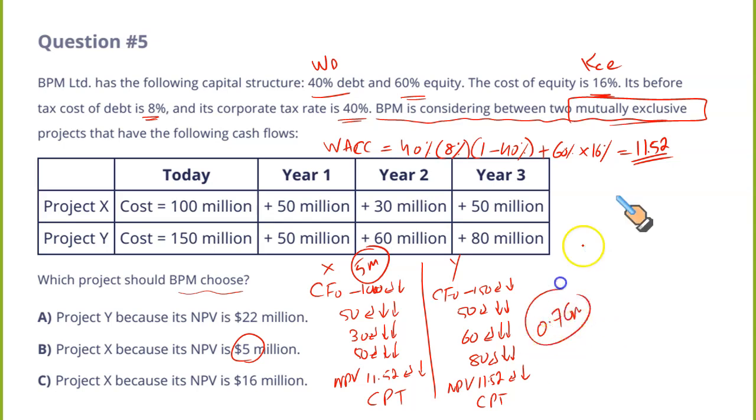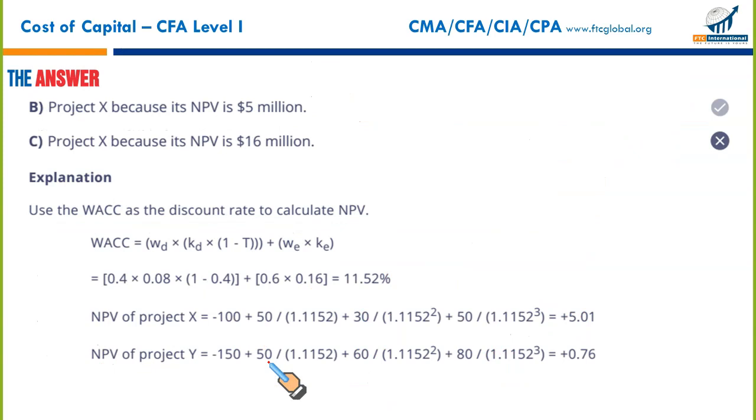Since they are mutually exclusive projects, we will put our money where there is more NPV. So that definitely makes X the better choice. Project X, because its NPV is $5 million. That is your correct answer, B.